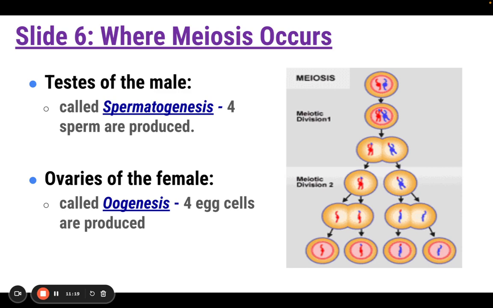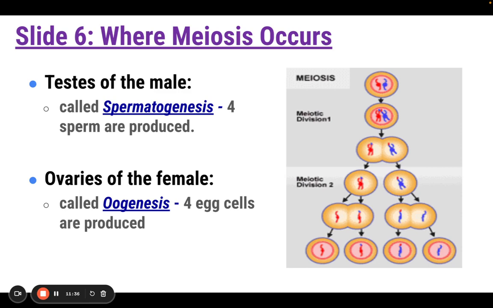So we will review and recap this process together in class, but I hope you found going through the notes that there were some patterns that you observed and some similarities that you observed between meiosis and mitosis, specifically the major events that take place during prophase, metaphase, anaphase, and telophase.